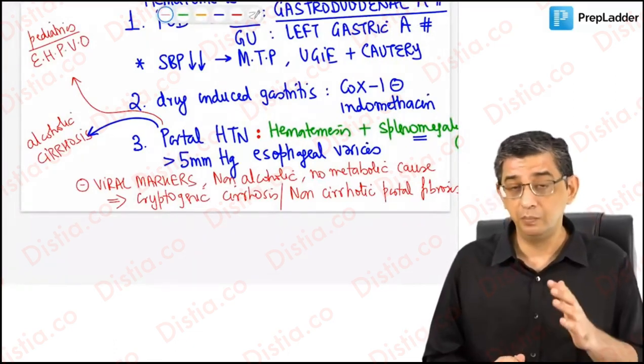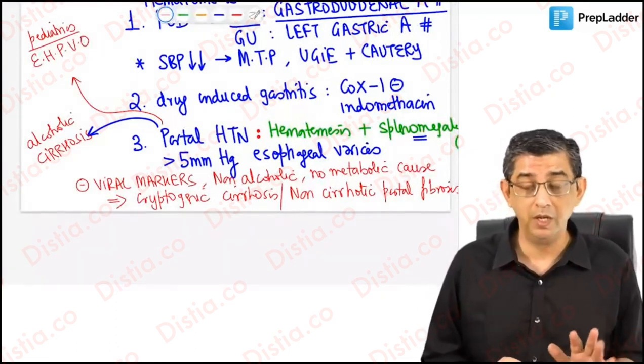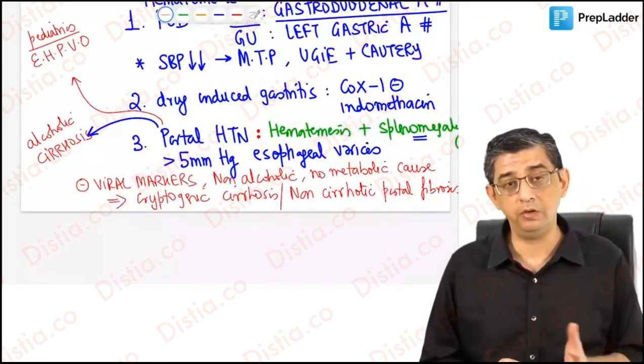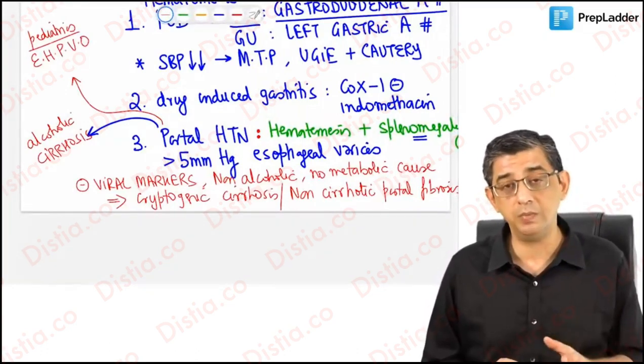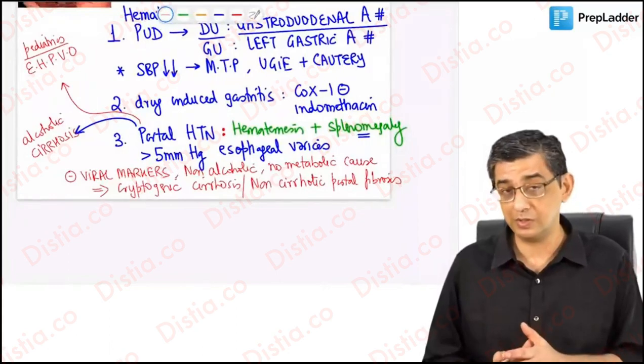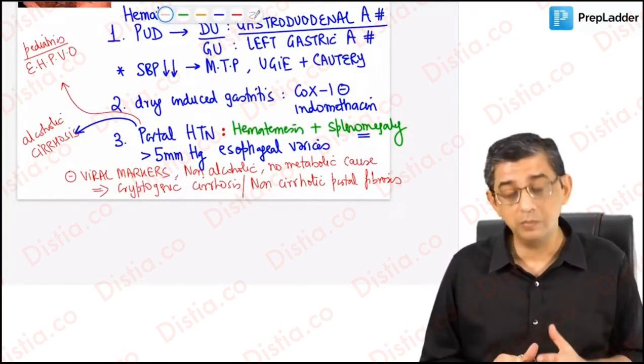So I've just done three miscellaneous questions here. Alcoholic cirrhosis is obviously number one. You'll never mess up on that. But in a guy with negative viral markers and the remaining scenario, it's cryptogenic cirrhosis. The pediatric version is EHPVO. And you need to understand what is now going to happen to this person, in the sense of what intervention would be done to control this bleed.